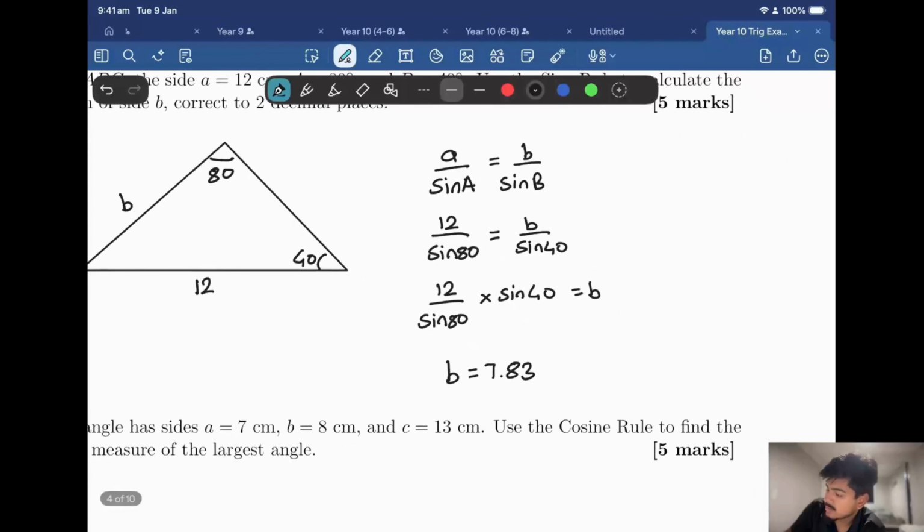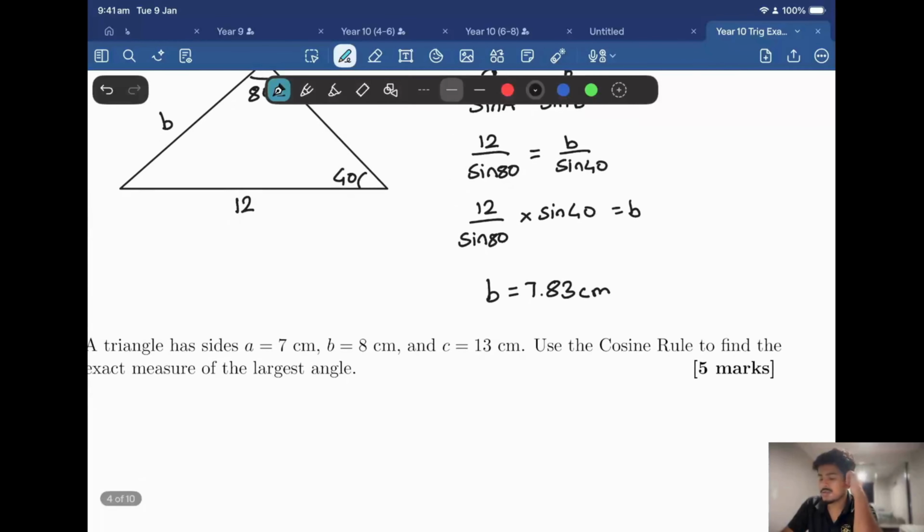Units are centimeters, right? So centimeters. Perfect. Okay, so next question.